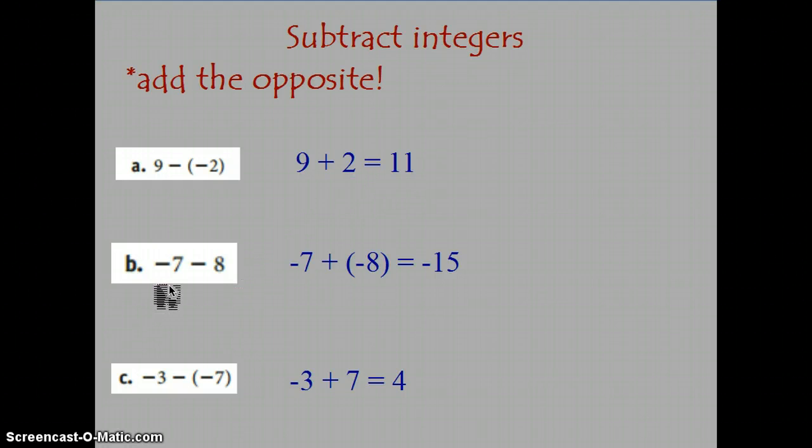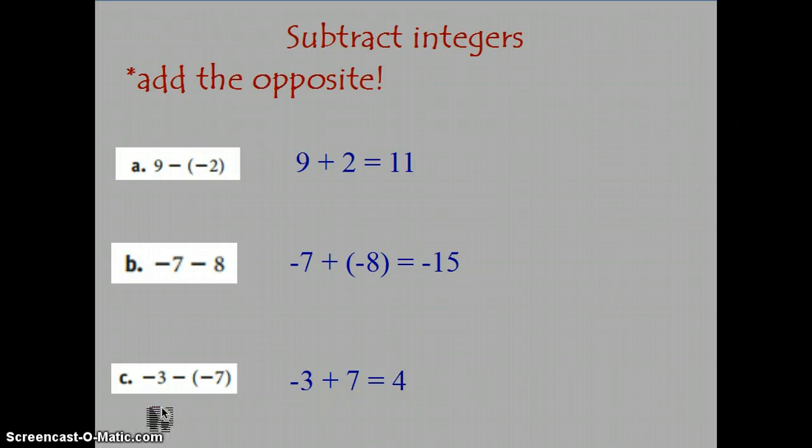The next one is negative 7 minus 8. Now be careful, because this 8 is actually a positive 8. They just didn't put parentheses around it. So we're going to rewrite this as an addition sentence. Negative 7 plus a negative 8 equals a negative 15. Because remember, once you've turned it into an addition sentence, you follow the addition rules. And so since they're both negative, you will just add them together and keep that negative sign.